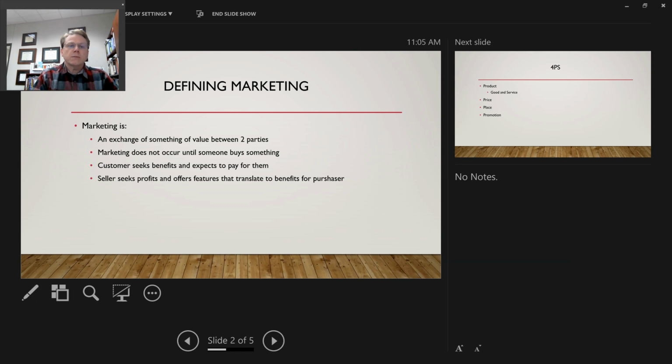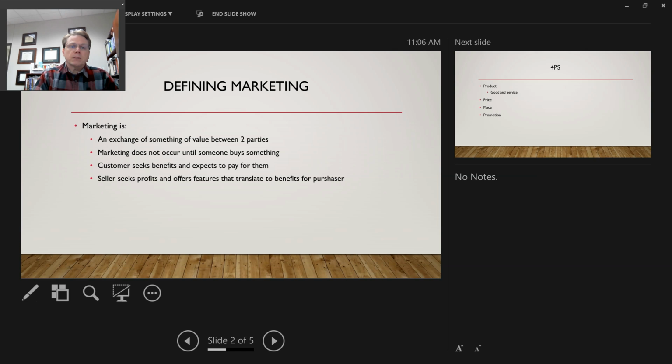Marketing is an exchange of something of value between two parties. Marketing does not occur until someone buys something. If you see something on television or on websites or social media or what have you, but you don't purchase it, the only thing that they accomplished is advertising, not marketing.